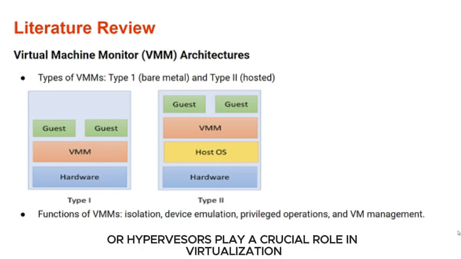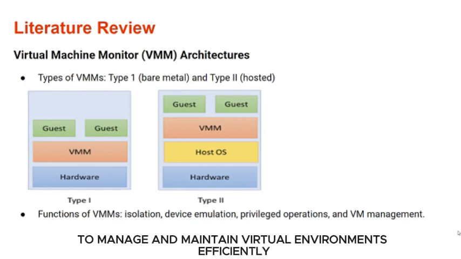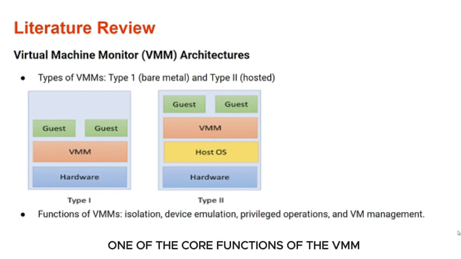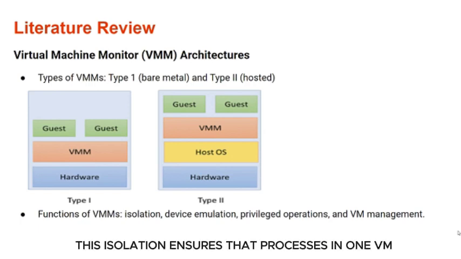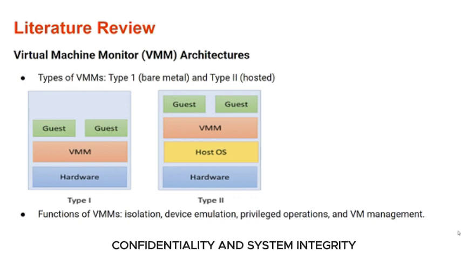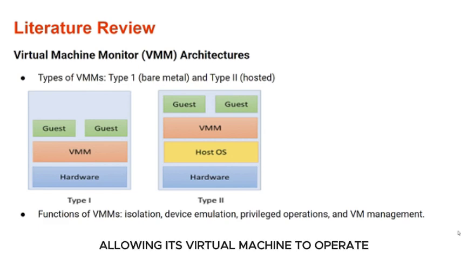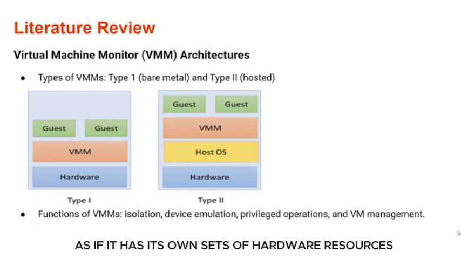Virtual machine monitors or hypervisors play a crucial role in virtualization, providing a variety of functions to manage and maintain virtual environments efficiently. One of the core functions of the VMM is to provide isolation between different virtual machines running on the same physical machine. This isolation ensures that processes in one VM cannot interfere with the processes in another VM, maintaining data confidentiality and system integrity. VMMs emulate hardware devices for virtual machines, allowing each virtual machine to operate as if it has its own set of hardware resources.